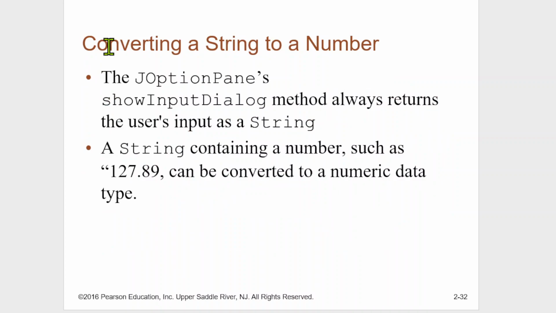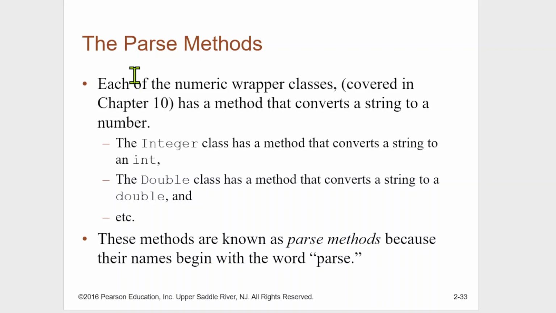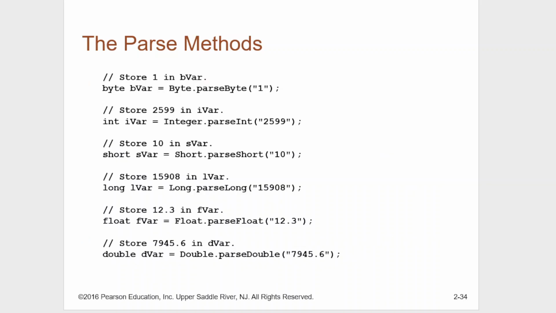Converting a string to a number: the JOptionPane showInputDialog method always returns the user's input as a string. So a string containing a number such as 127.89 can be converted to a numeric data type. Each of the numeric wrapper classes covered in Chapter 10 has methods that convert a string to a number. The Integer class has a method that converts a string to an int. The Double class has a method that converts a string to a double. These methods are known as parse methods, and their names begin with the word parse.